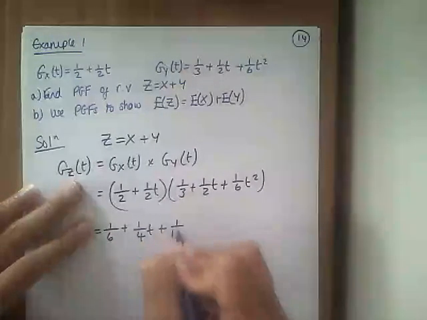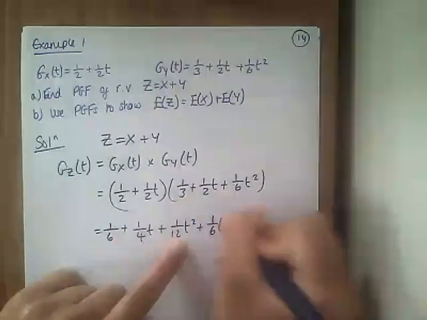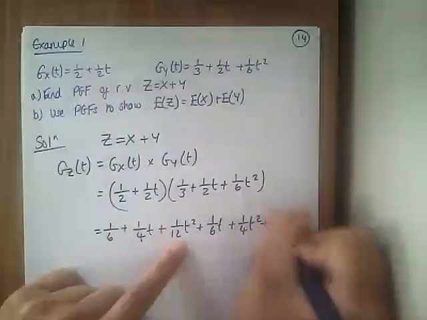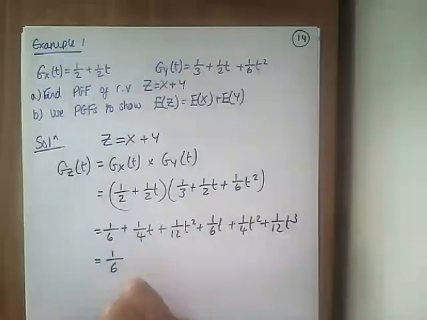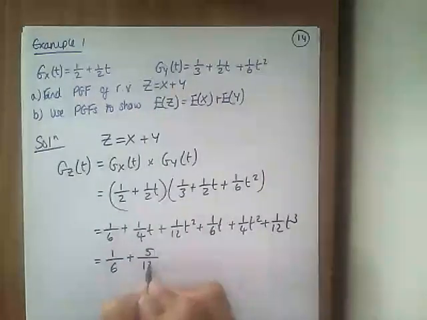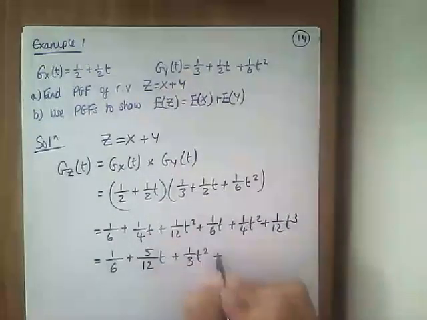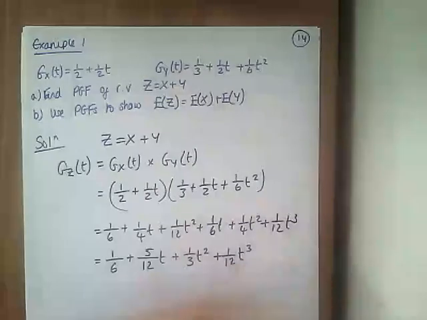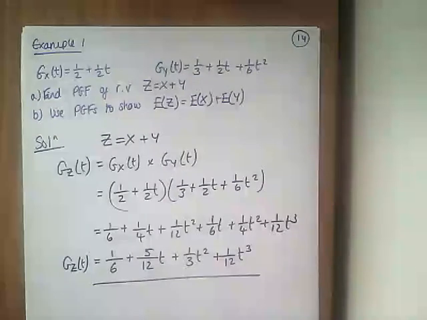So when we expand all of this out, we get a 6 plus a quarter t plus a 12t squared plus a 6t plus a quarter t squared plus a 12t cubed. And so that is, if we tidy, a 6 plus a quarter plus a 6 is 5/12 t, and then a quarter plus a 12th is a third t squared, and that's a 12th on its own, t cubed. That is our PGF for z.